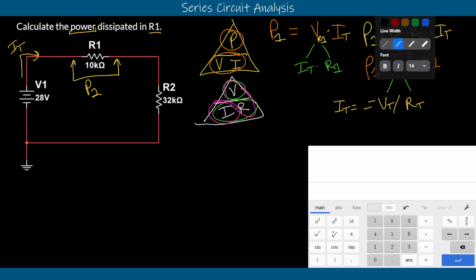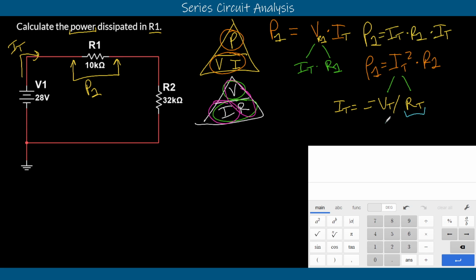We'll do that. So we need to find our RT. We already know VT, right? We know that that is the total voltage in the circuit, and so that means that that's going to be 28 volts. And so we can plug that in. We can say that our IT is equal to 28 volts divided by our RT, and we don't know what that is yet. So let's solve for that.